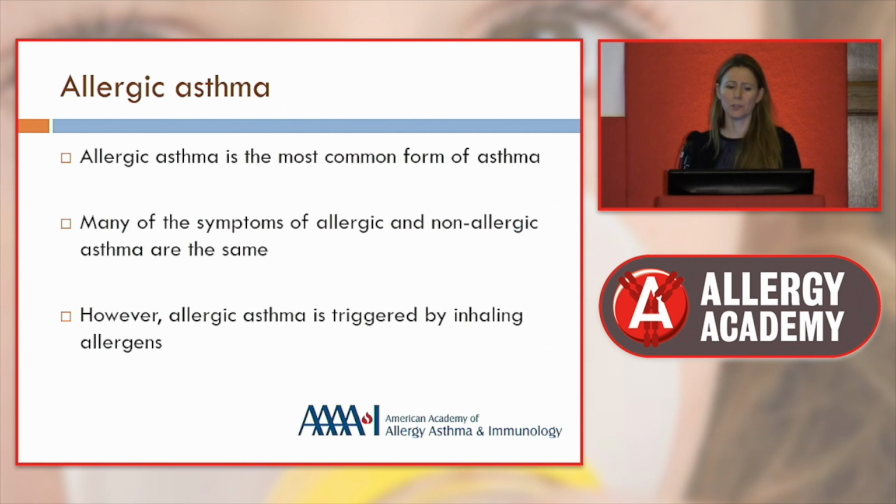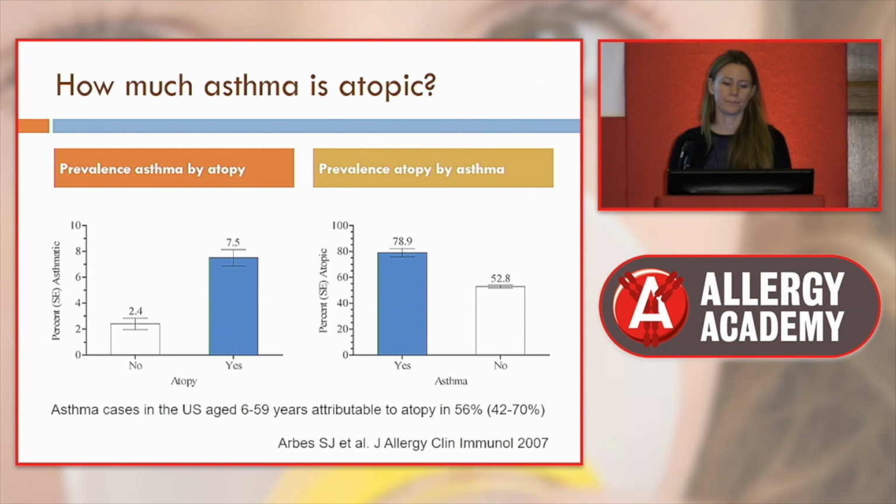So what is the definition of allergic asthma? It is the most common form of asthma. Many of the symptoms of allergic and non-allergic asthma are the same, so that's why sometimes it can be hard to differentiate them. However, the main pathognomonic aspect of allergic asthma is that it is triggered by inhaling allergens, usually aeroallergens.